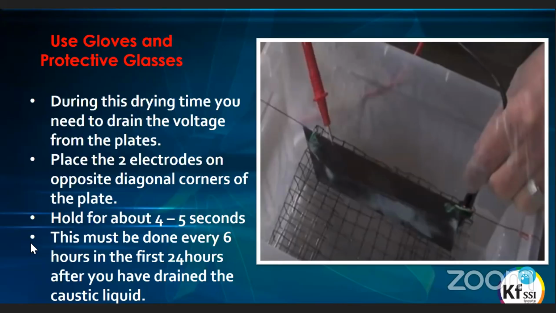Okay, so now during this early stage, once you've drained out your caustic liquid, one needs to take a multimeter and drain the voltage from the plates. The best is to take 2 of your electrodes and touch opposite diagonal corners of your plate. You just hold for a couple of seconds. And do this every 6 hours in your first 24 hours after you've drained your caustic liquid.